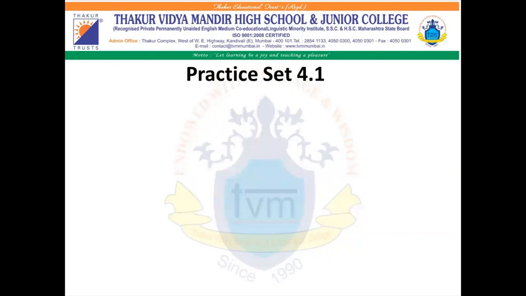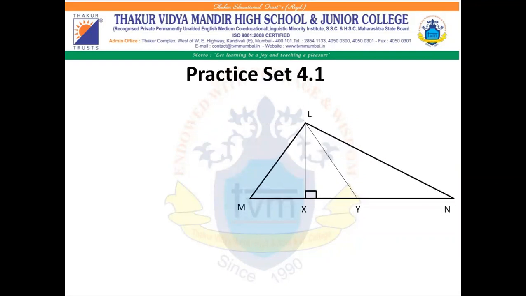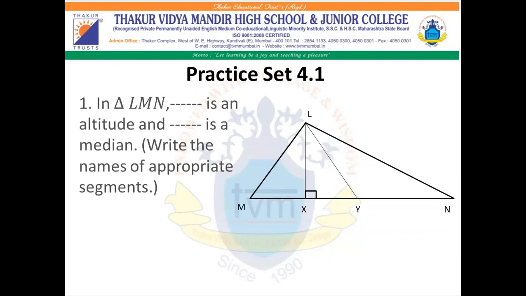Practice set 4.1. Question number 1. Please look at the given figure. In triangle LMN, dash is an altitude and dash is a median. Write the names of appropriate segments.